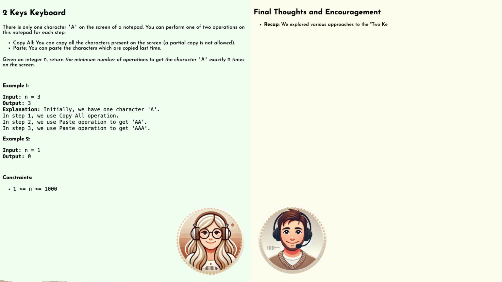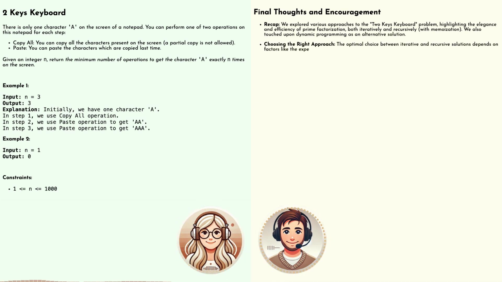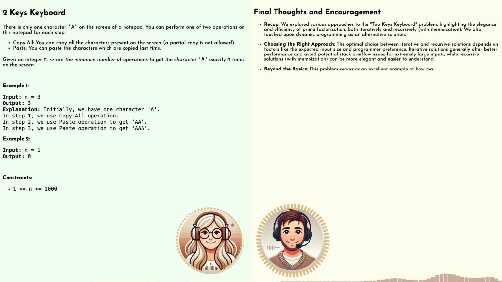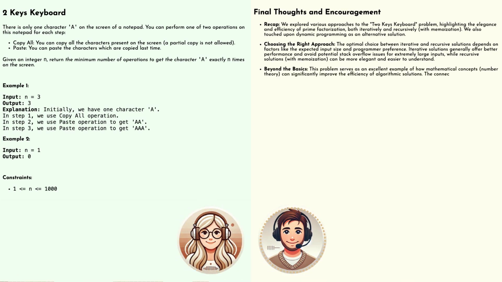In this case, our smaller problems involve finding the minimum steps for smaller n values, and memoization helps us avoid repeating those calculations. That's a great point. It shows how even seemingly easy problems can connect to bigger algorithmic ideas. Now, as we finish up, what's one final thought for our listeners?